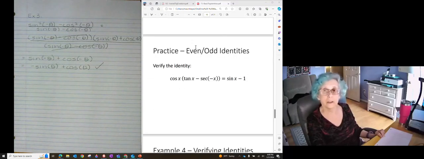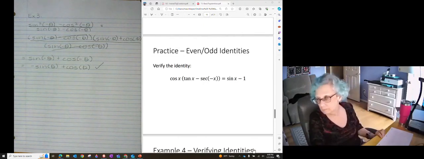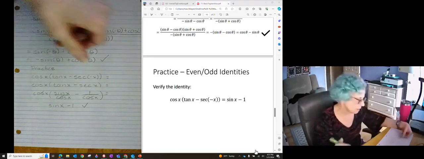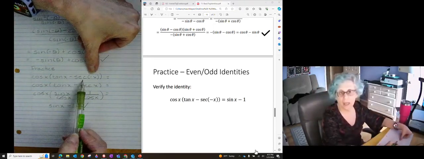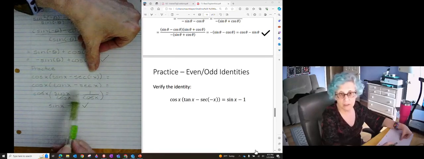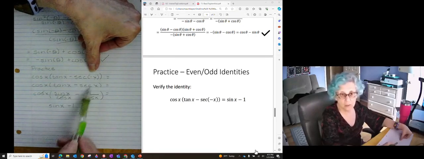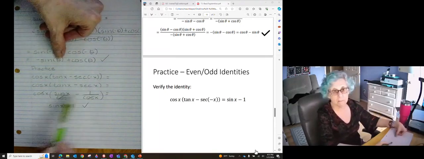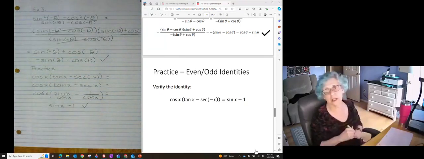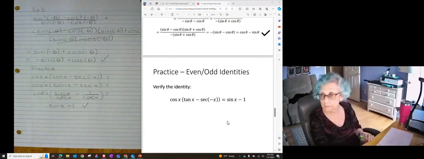Try this one on your own, and then we'll come back and compare. Again, this one wasn't too bad. Remember that secant behaves the same way that cosine does. So secant of negative x is the same thing as secant of x. So we were able to just replace that and then rewrite as sine over cosine and 1 over cosine, and then the cosines cancel. Easy stuff.